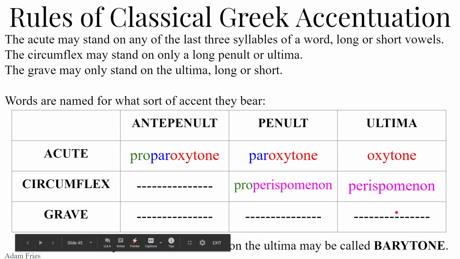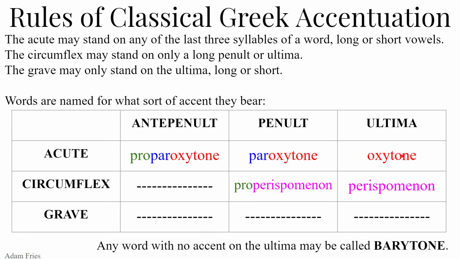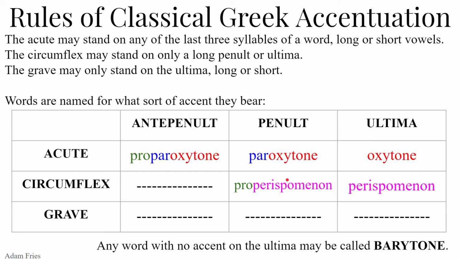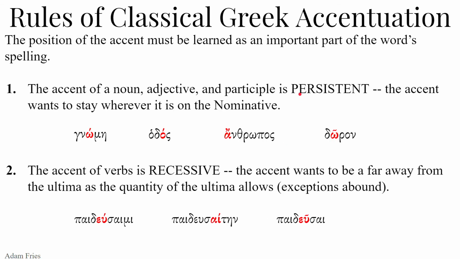So get used to using these terms. I know they seem pretty, wow, look at that word. I mean, these are great words. It actually helps in class if we can use these words rather freely. It will also help greatly if we'll be Zooming or something to be able to say, hey, is that word oxytonic? And then I can say yes or no. So, the position of the accent has to be learned as an important part of the word's spelling.